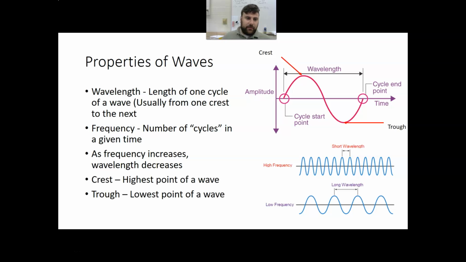And the last two things is crest and trough. I use these terms a couple of times. Crest is the highest point on a wave. Trough is the lowest point on the wave. And lastly, this is what we refer to as amplitude, the measure from the lowest point to the highest point.